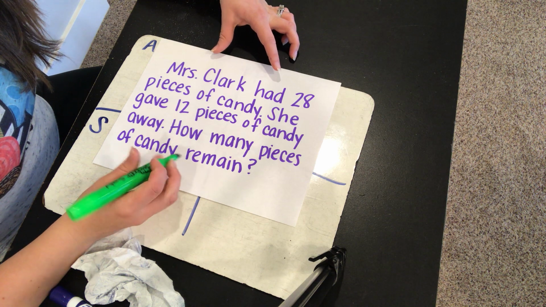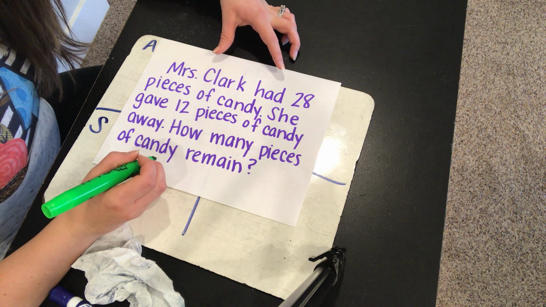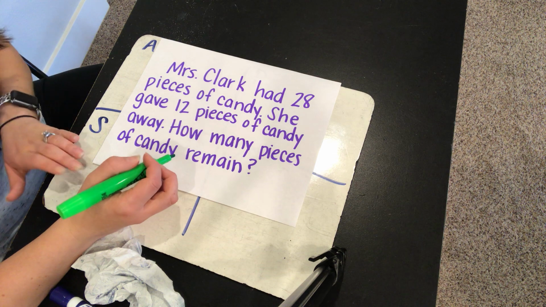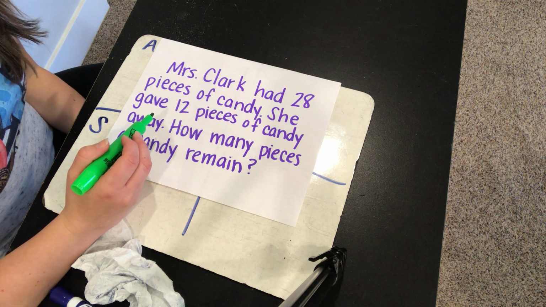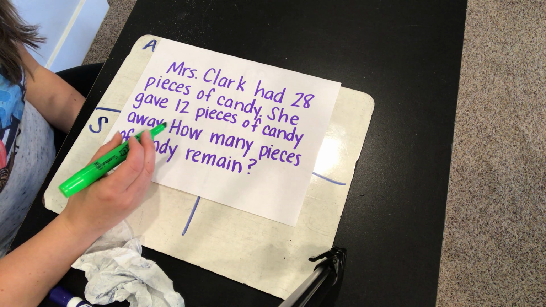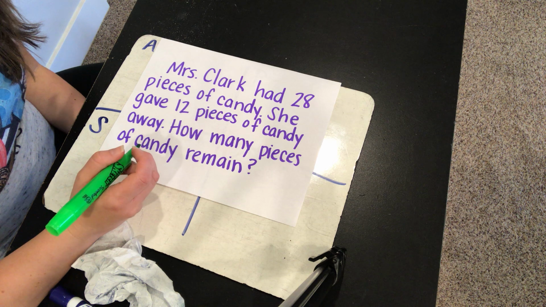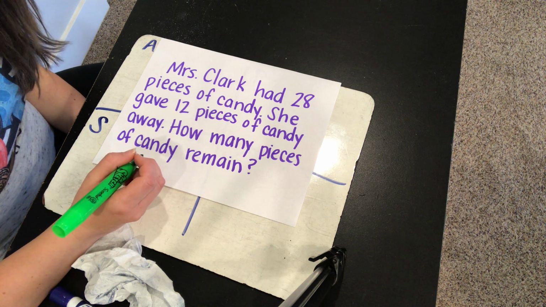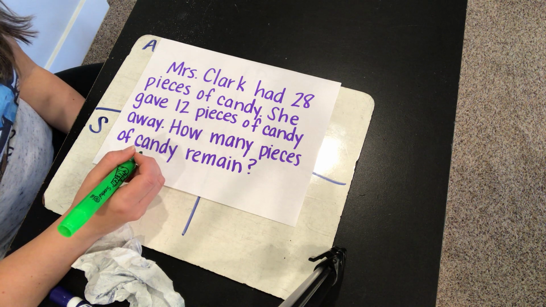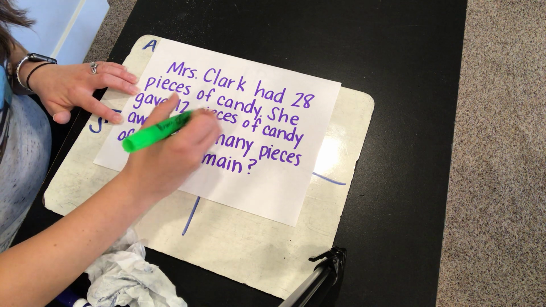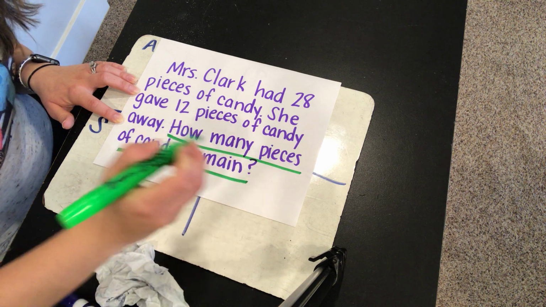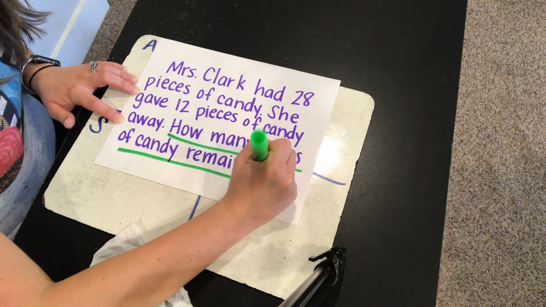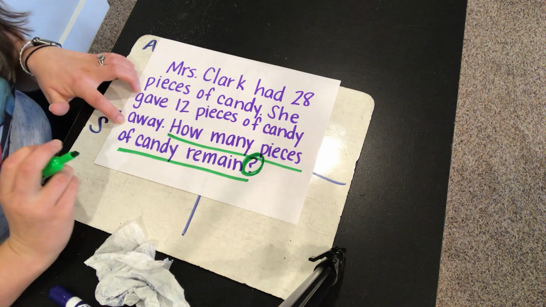Let's go and look for the question first, okay? Listen to the problem and listen for the question. Mrs. Clark had 28 pieces of candy. She gave 12 pieces of candy away. How many pieces of candy remain? What's the question there? The question that they want us to answer is, how many pieces of candy remain? I'm going to circle my question mark to remember this is what I'm trying to answer.